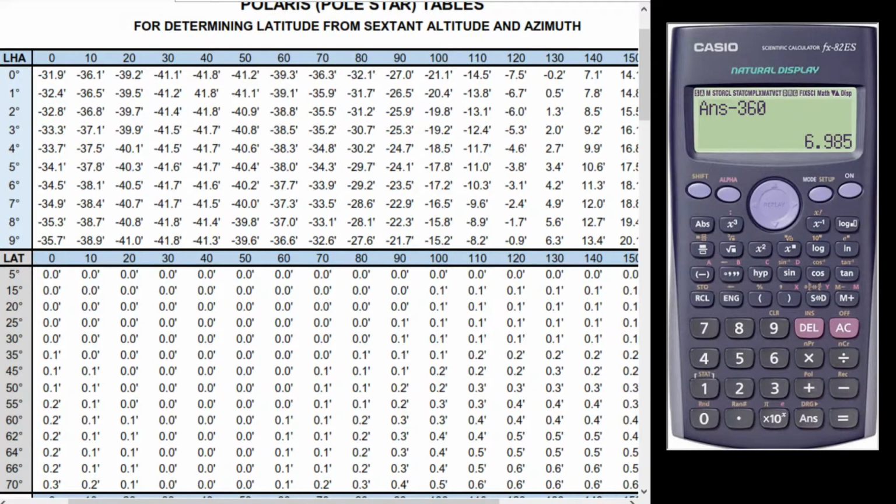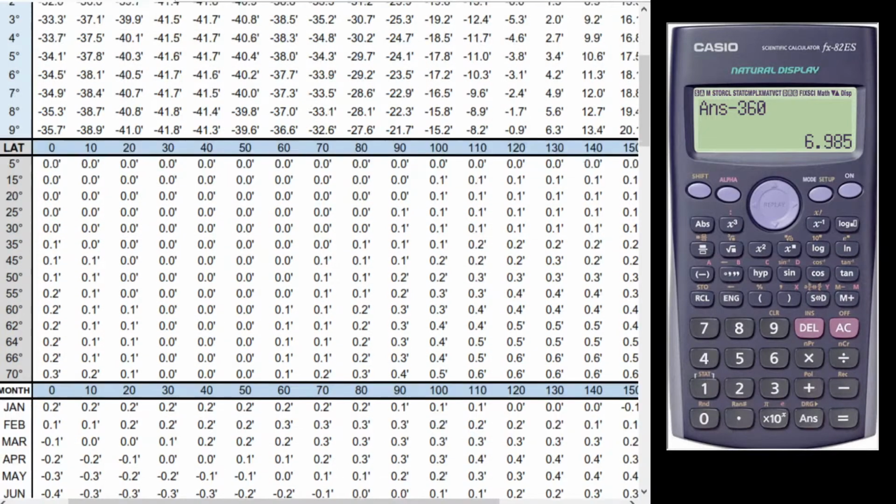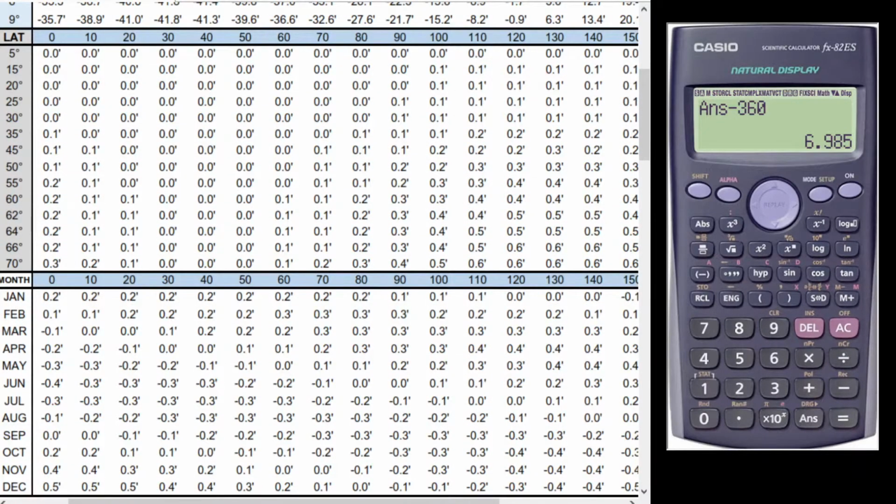Second correction is for latitude, and our assumed latitude was 21, so that is close to 20, and we can see that for 20 and even 25 the correction is 0, so that means the second correction is exactly 0 degrees, 0.0 minutes. The third correction is for calendar month, and the calendar month is July, so 4th of July, and the third correction is minus 0.3 minutes, so negative 0 degrees, 0.3 minutes, negative.